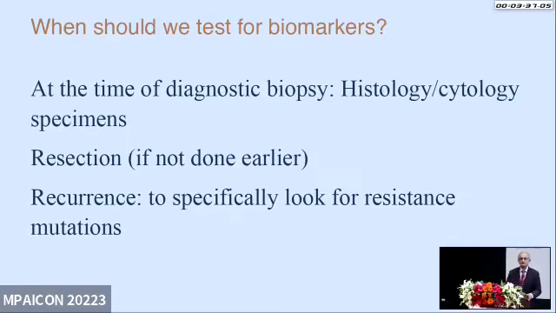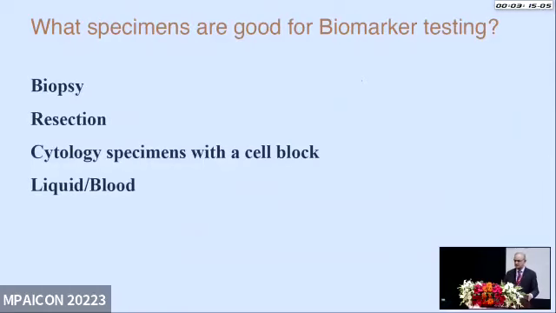At our place, we test reflexively at the time of initial diagnosis. The specimens can be histology or cytology. We don't differentiate. Most of the specimens that we test are cytology specimens because we get a lot of EBUS, EUS, FNAs, so we test all of them. That's used not only for diagnosis, but also for molecular testing. We also test a resection if the testing has not been done earlier, and at recurrence to specifically look out for resistance mutations.